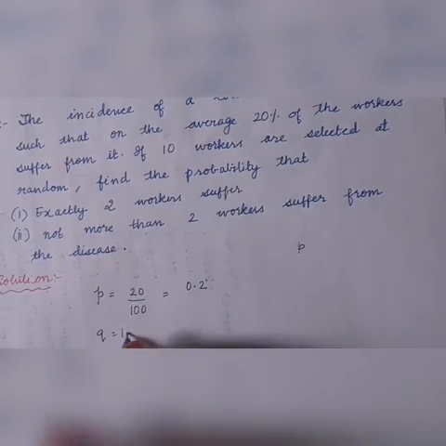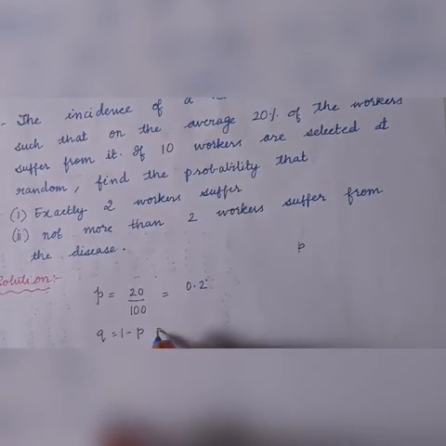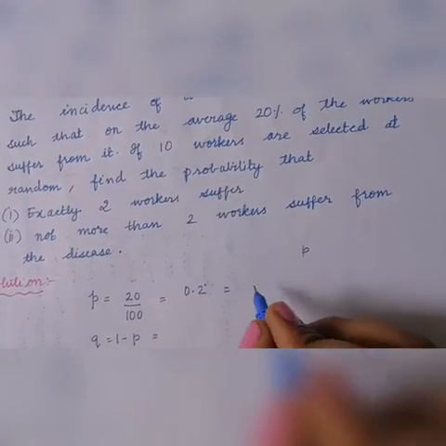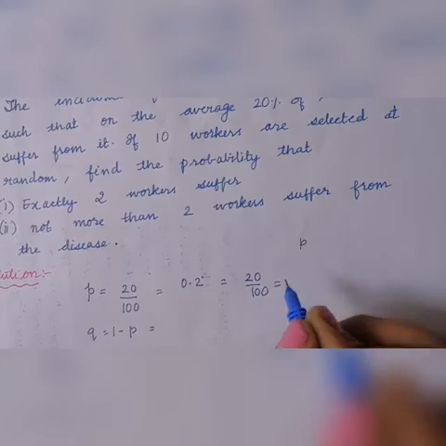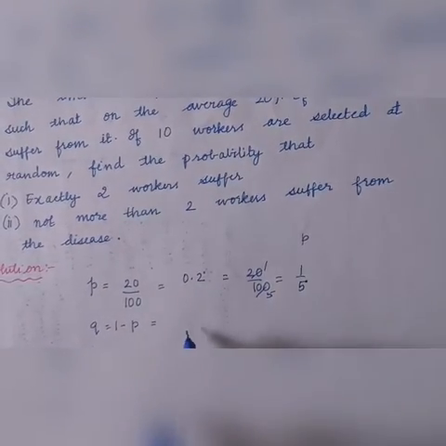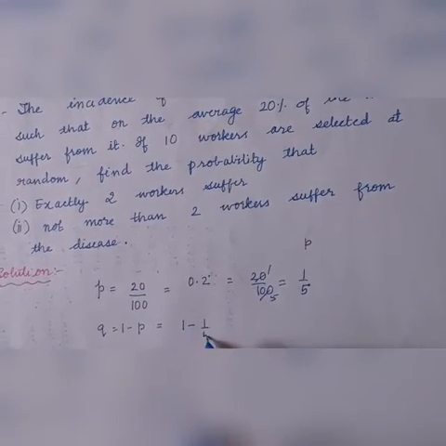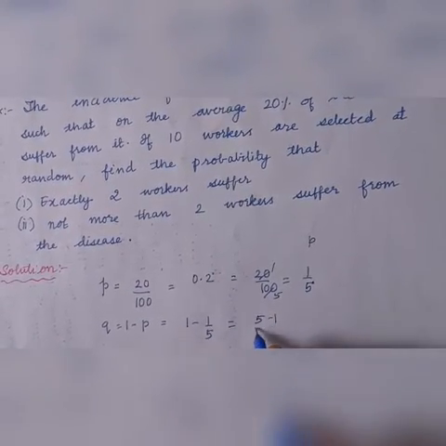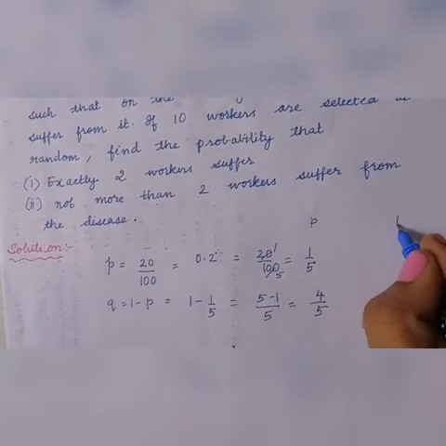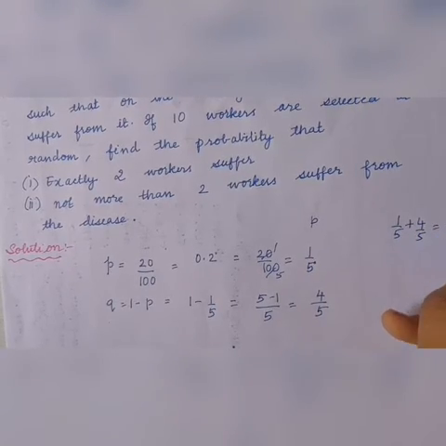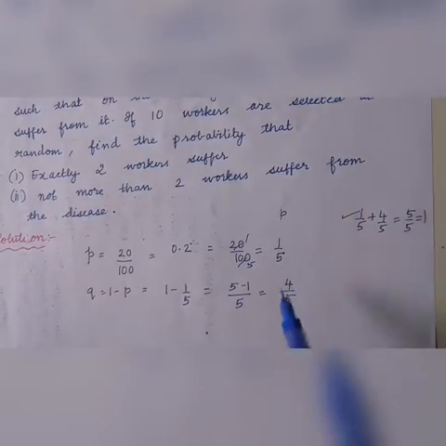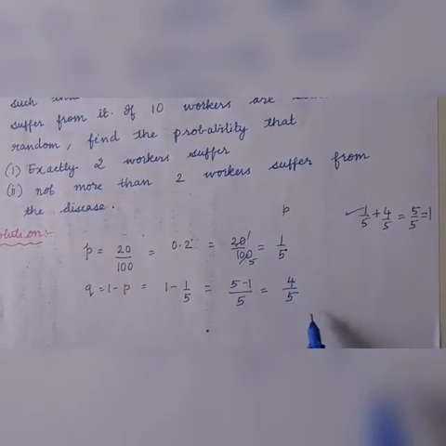Now calculating Q is easy from this, right? Q is equal to 1 minus P, or let me keep it in fractions. 20 by 100, dividing by 20, is 1 by 5. So how will I write 1 minus P? 1 minus 1 by 5. This is 5 minus 1 by 5, 4 by 5. So P plus Q, 1 by 5 plus 4 by 5, is equal to 5 by 5, which is equal to 1. So proved, right? P plus Q is equal to 1. So we have found the p value, we have found q.